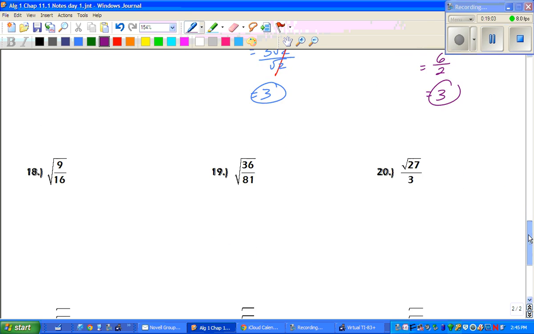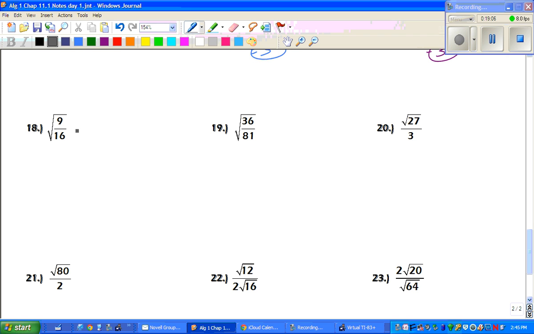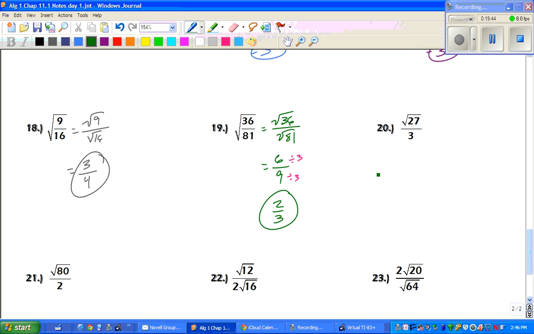All right, now looking at 18. They didn't break it up for you, but when it's like that, you can break it up yourself. The square root of 9 is 3, and the square root of 16 is 4. And you're done. You can't reduce that any further. Same with 19. You break it down yourself. The square root of 36 is 6. The square root of 81 is 9. And now you need to ask yourself, can you reduce it? And yes, you can. That breaks down to 2/3.